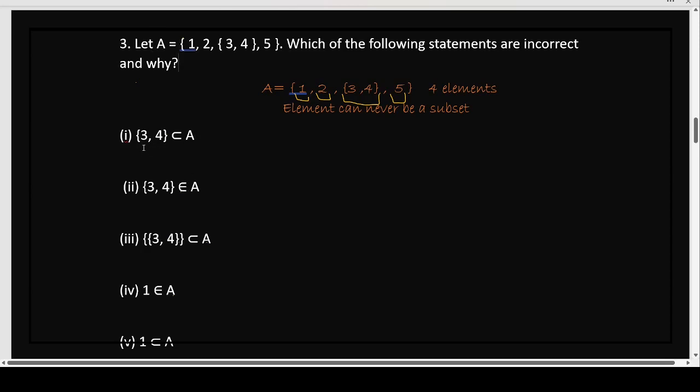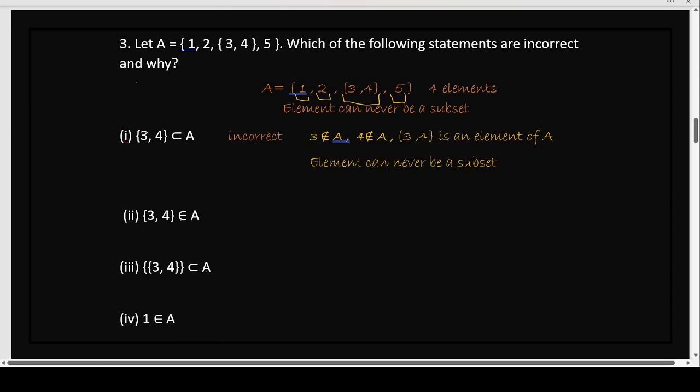So, what is this {3, 4} within curly brackets? This is an element. Is it a subset of A? No, it is incorrect. It is not a subset, but it is an element of set A. {3, 4} within curly brackets is the element of set A, so this cannot be a subset of set A. So the answer is incorrect because 3 does not belong to A, 4 does not belong to A, and {3, 4} is an element of A.